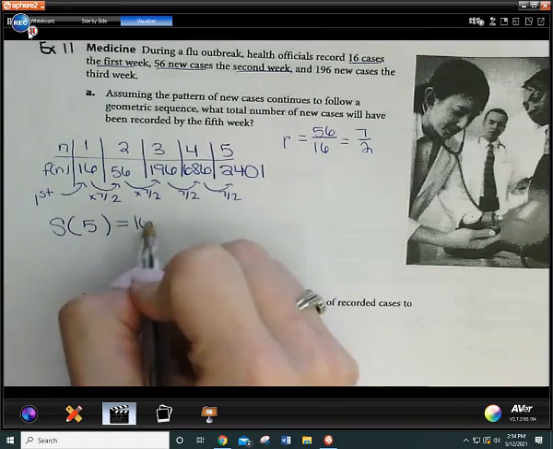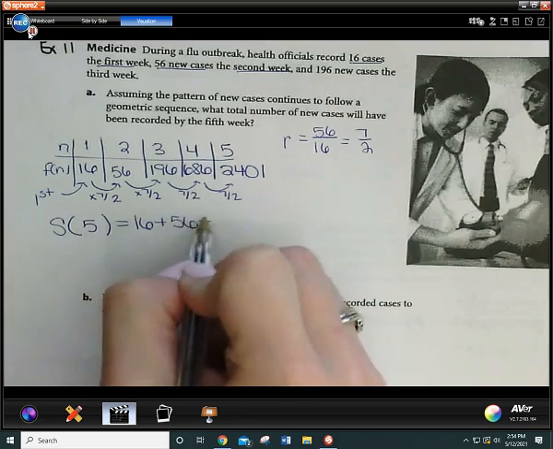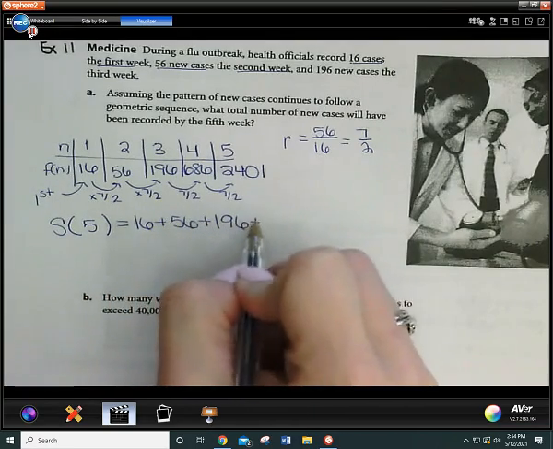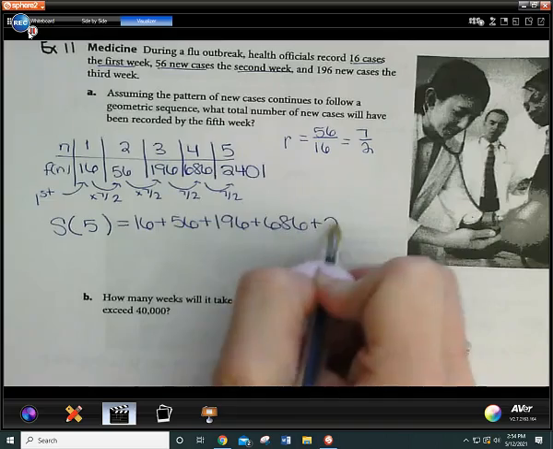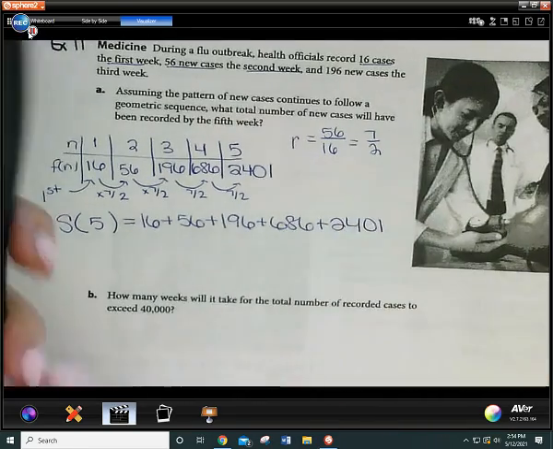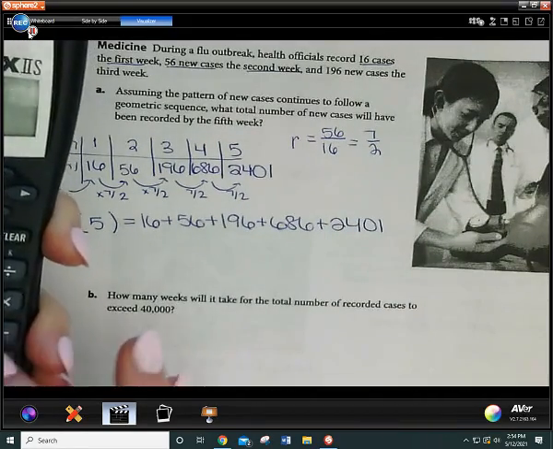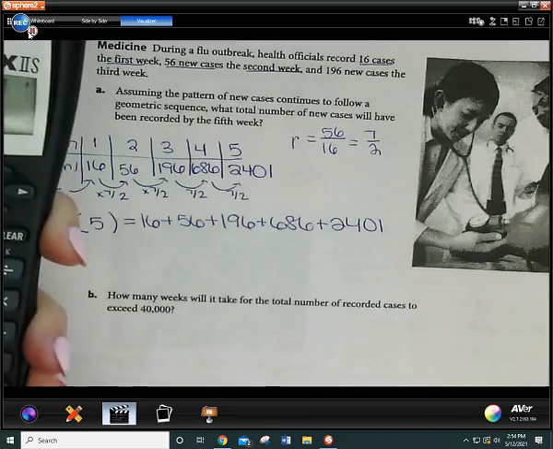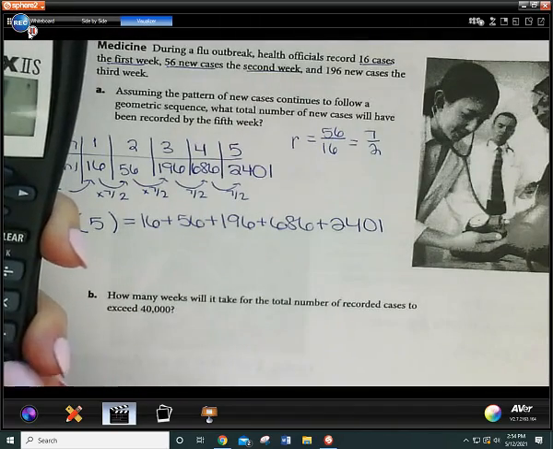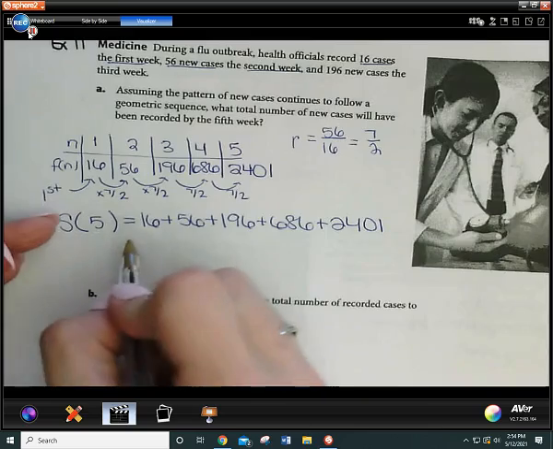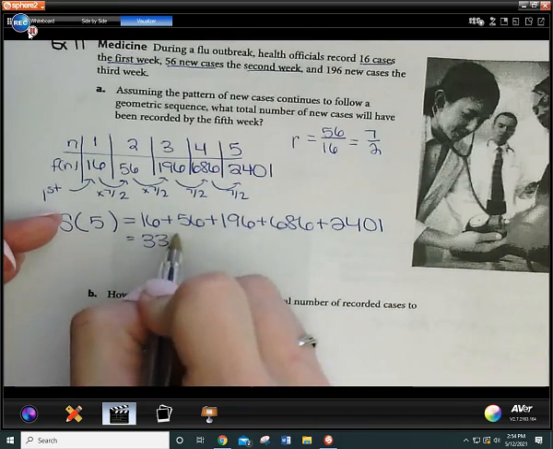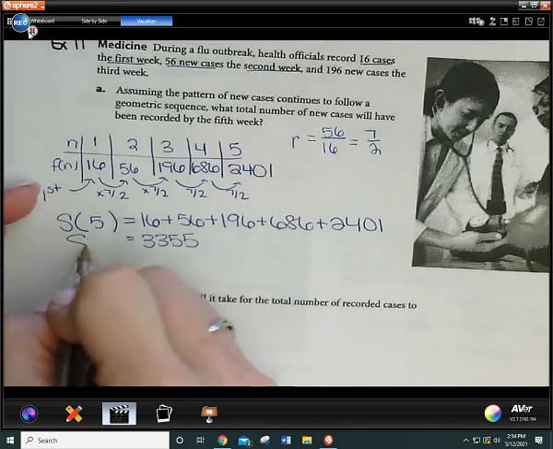So what is the sum of the first 5? 16 plus 56 plus 196 plus 686 plus 2,401. So I get 3,355.